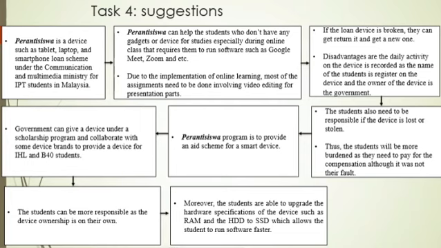The government can give a device under a scholarship program and collaborate with some device brands to provide devices for IHL and B40 students. The students can be more responsible as the device ownership is their own. Moreover, the students are able to upgrade the hardware specification of the device, such as RAM and HDD to SSD, which allows the student to run software faster.